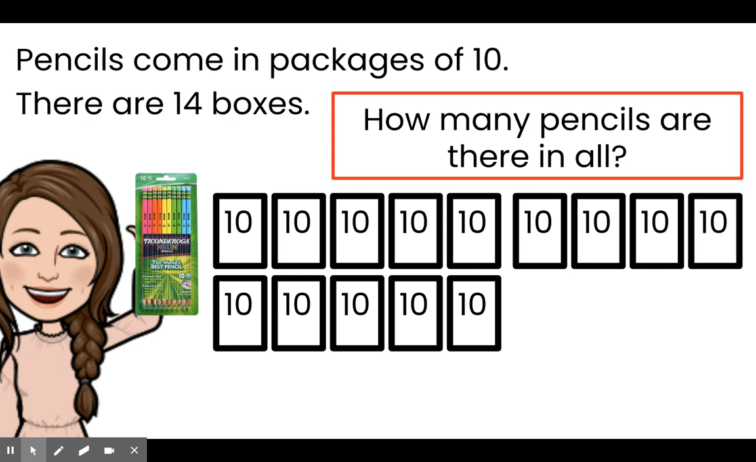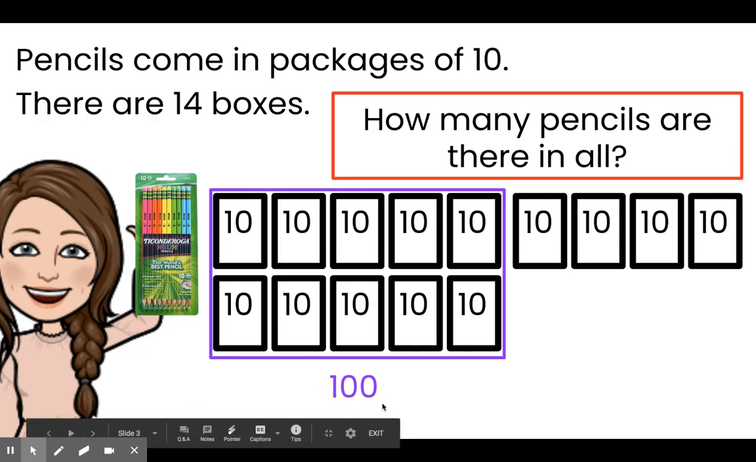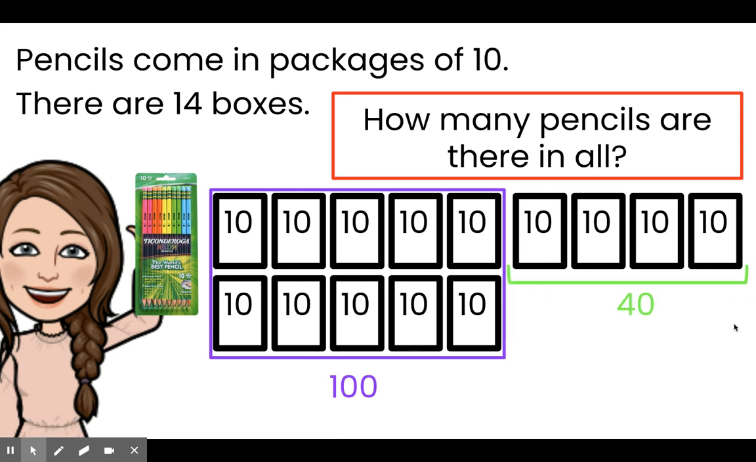Now I have drawn pencils in packages of 10 and 14 boxes. Here I know that 10 tens makes 100. That's another benefit from drawing the 10 frame way. You will know when you have a group of 10 that's ready to be traded for one of the next largest unit. 10 tens makes one group of 100. There's my 10 tens to make 100. That leaves me with 4 extra boxes.